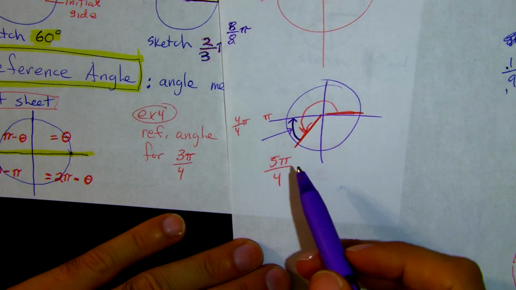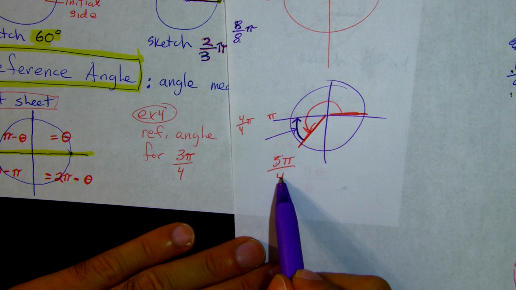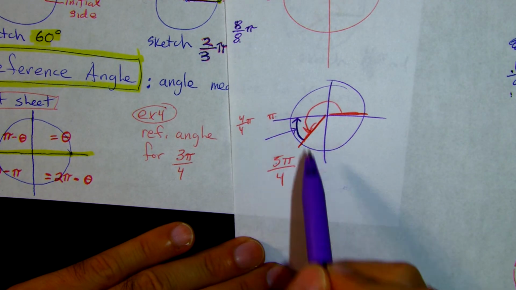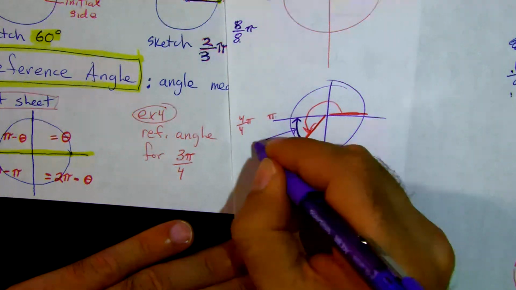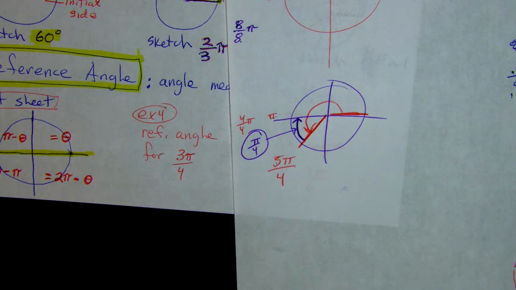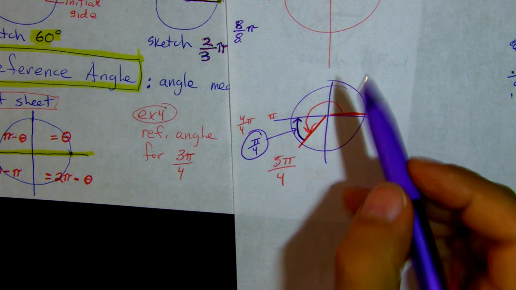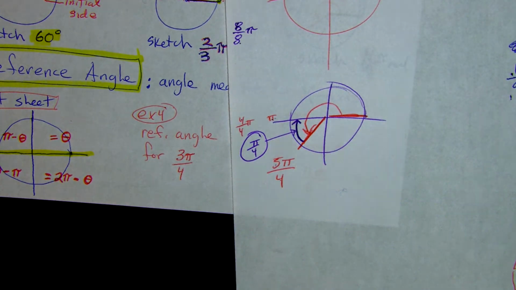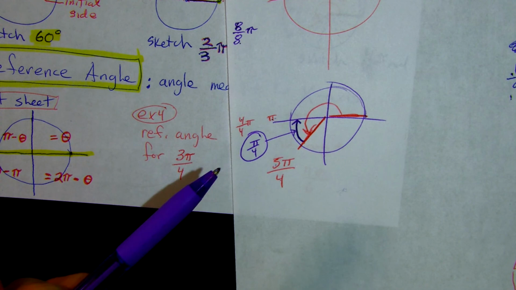So 5 pi over 4, if 4 pi over 4 is 1 pi, we've gone pi over 4 too far. So that's going to be our reference angle. You got to just keep in mind the main thing to play with is that halfway around is pi. So you have to work it from there. It's similar to how we found and sketched our radian measures. But in this case, we have to use more deductive logic.